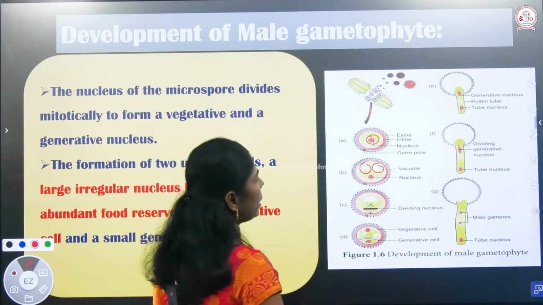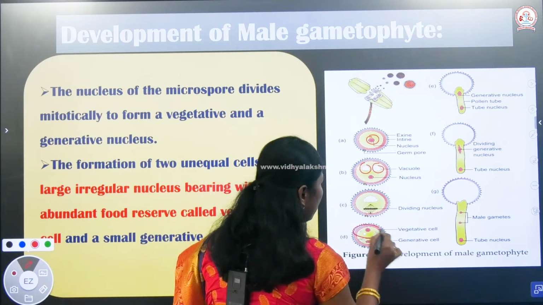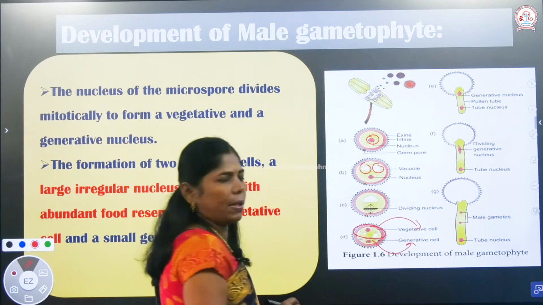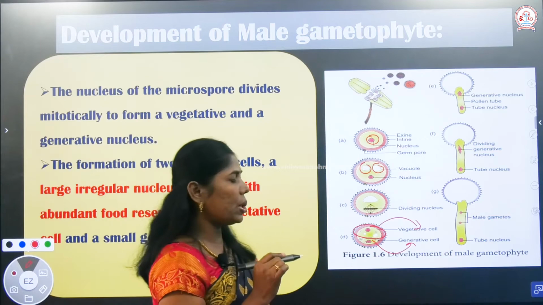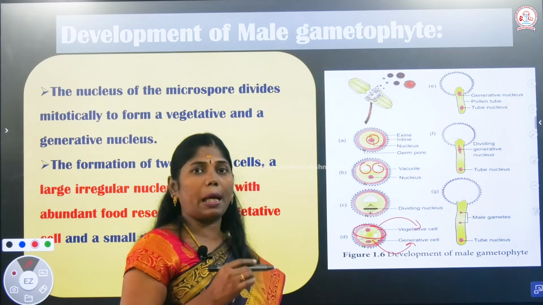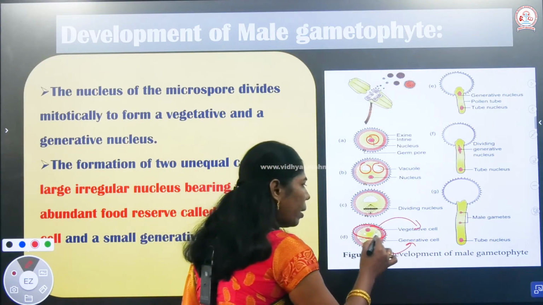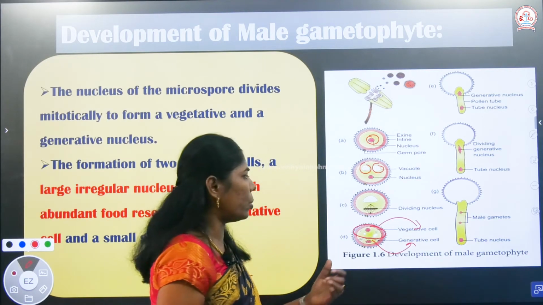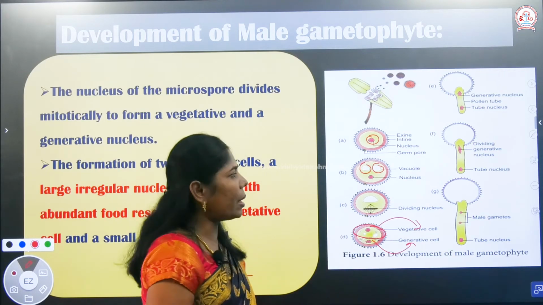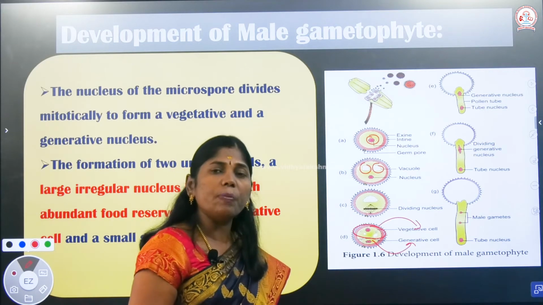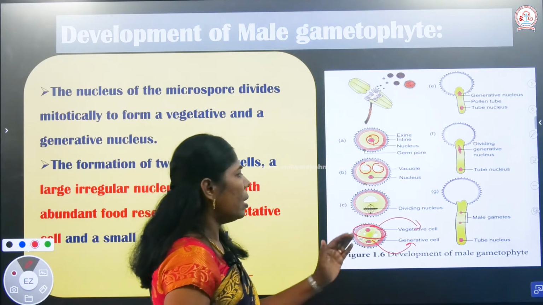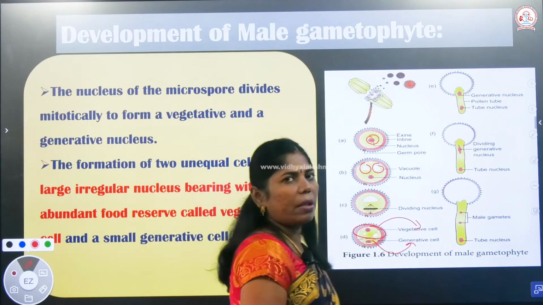The large cell is called the vegetative cell. This region is known as the vegetative cell, and the smaller portion is called the generative cell. What are the functions of the vegetative cell? The vegetative cell is concerned with the formation of the male gametophyte. It has to supply food material to the developing male gametophyte. The generative cell is again divided mitotically, and gives the two male gametes. So this is the generative cell, and the other one here is the vegetative cell.